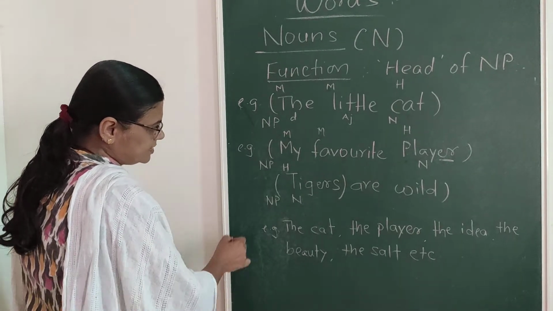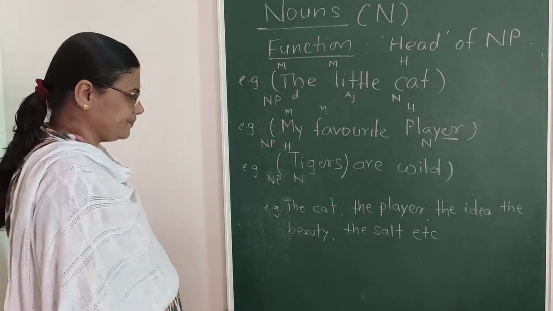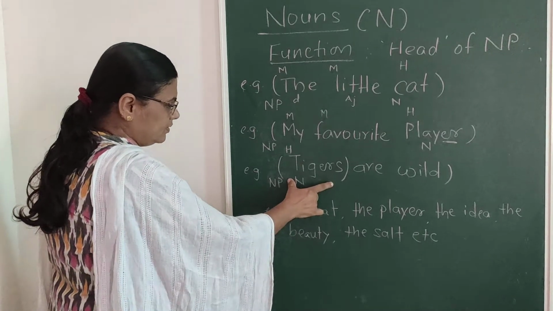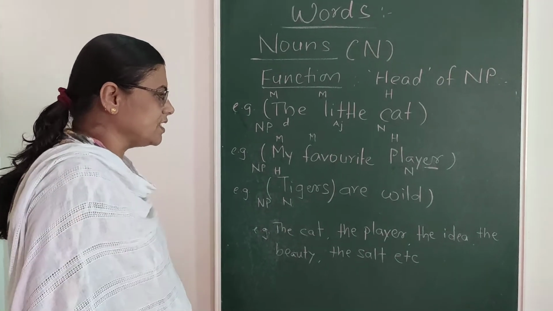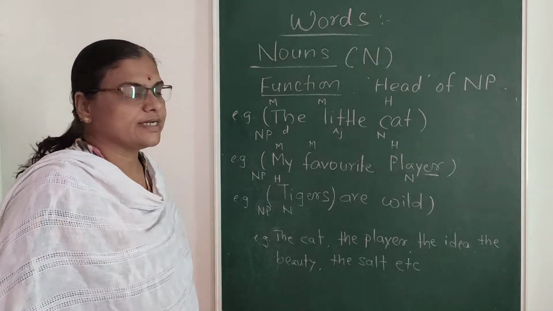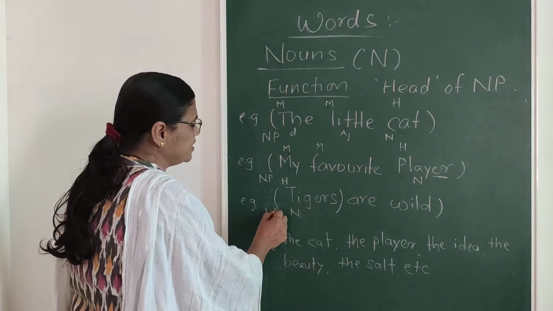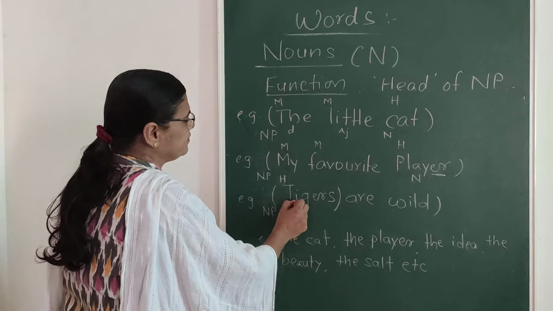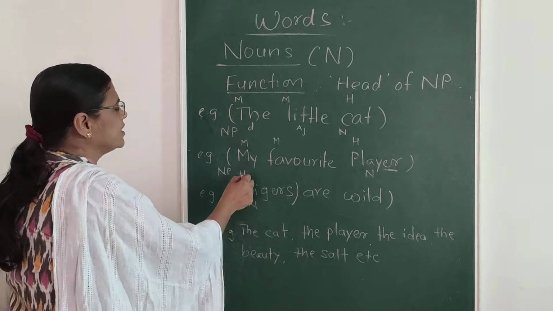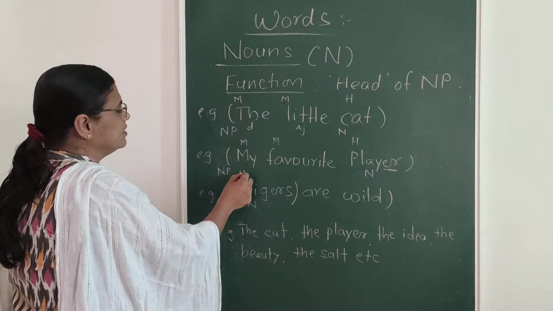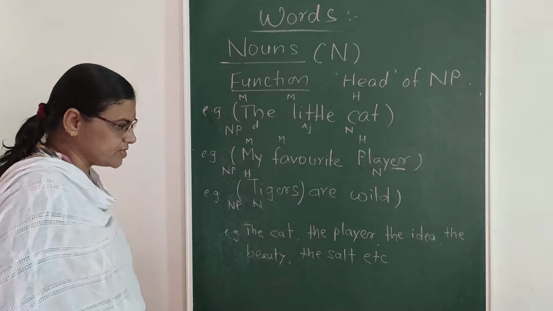In the next example we see here: tigers are wild. In this NP, the noun is the only word. There is no determiner or adjective. Only one word, a noun, is there, a one-word NP, tigers. This one is the head word, and so the noun is the head of the NP. With these three examples we have seen this.